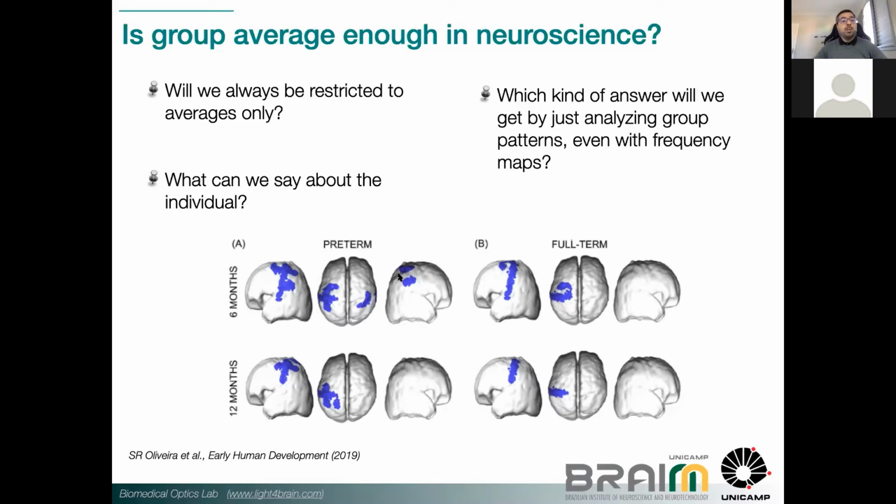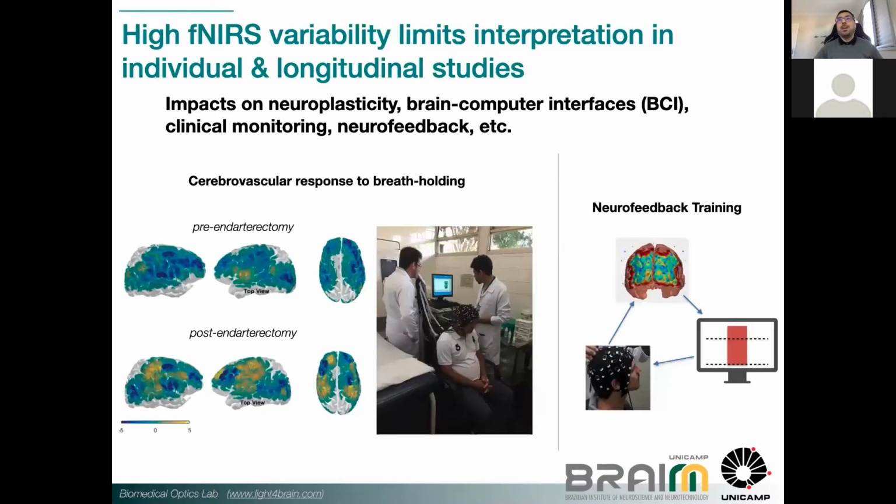We need to be able to actually look at the individual and derive responses for the individual, because remember the first thing that I said, the brain has a unique functional organization, right? So we should be able to pay attention to that as well. And that's another reason for why we should care about variability. Sometimes we want to do protocols that look at individual monitoring or also longitudinal studies, right?